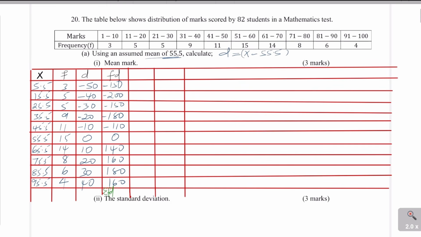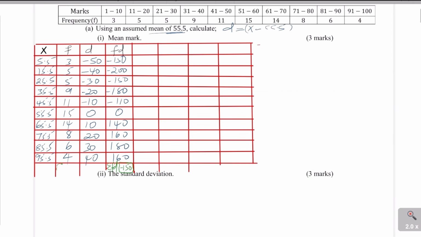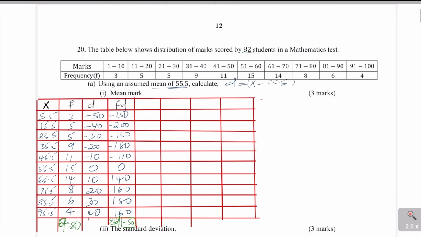That gives -150. Now the summation of F: when you add the total frequency here, 3 plus 5 plus 5 plus 9 plus 11 plus 15 plus 14 plus 8 plus 6 plus 4, you get 80. There is a mistake in the question here. You can see it is recorded as 82, but when you add everything, the total frequency is 80. So this should give 80, not 82.